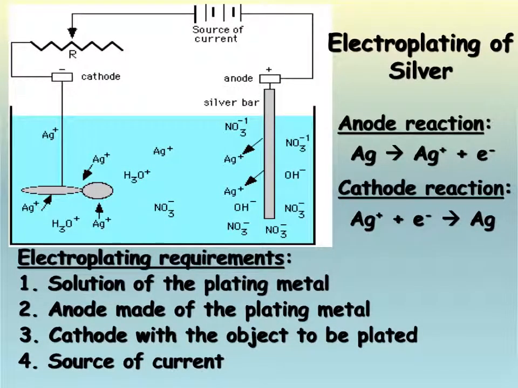In order to electroplate, you only have one cell. You will have the metal ion that's in solution, so you do need a solution of whatever metal you're trying to plate with. Then you need your anode to be made of that plating material or metal also. The cathode is going to contain whatever object you're going to plate. And then, of course, you need a source of current, such as a battery or something of that nature.